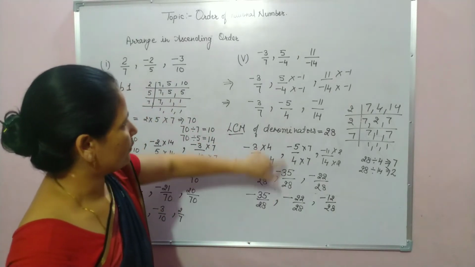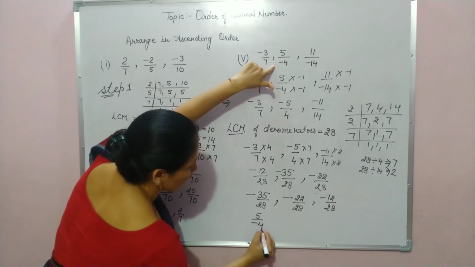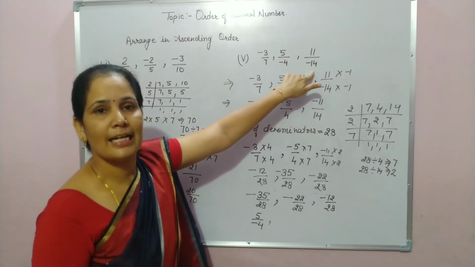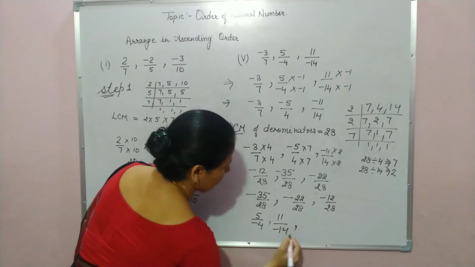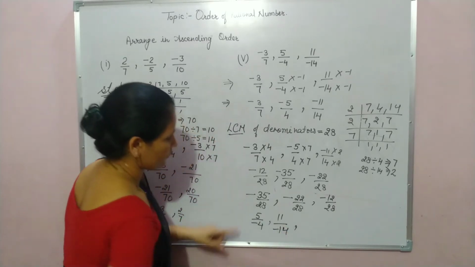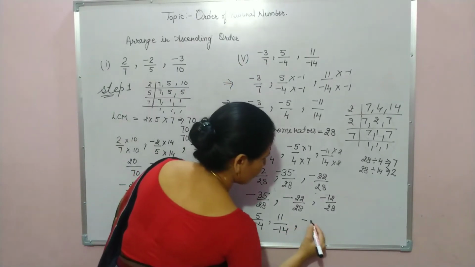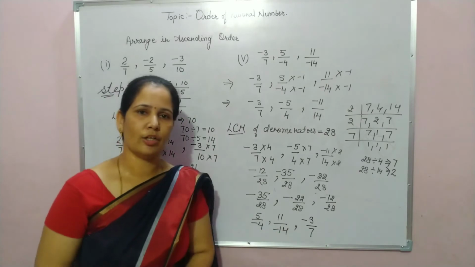Minus 35 by 28, that is 5 by minus 4. Then 22 by 28 is 11 by minus 14. And the last, minus 12 by 28, that is minus 3 by 7. Now students, we have arranged these numbers in ascending order.